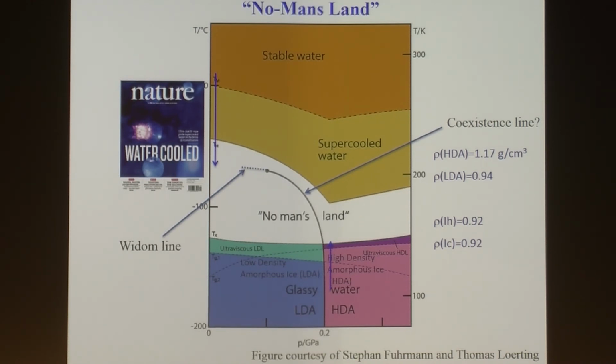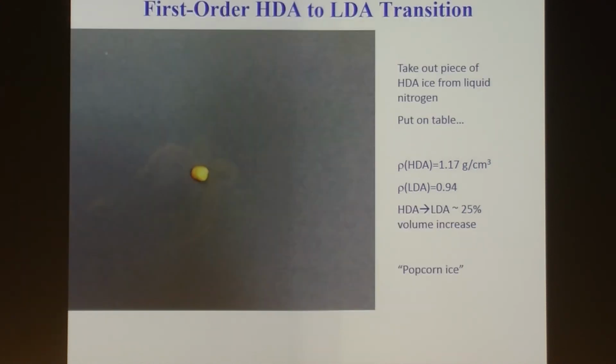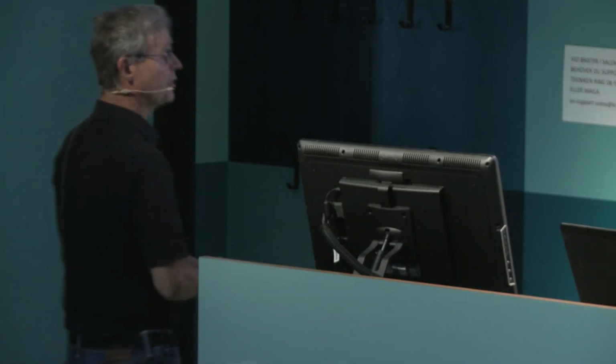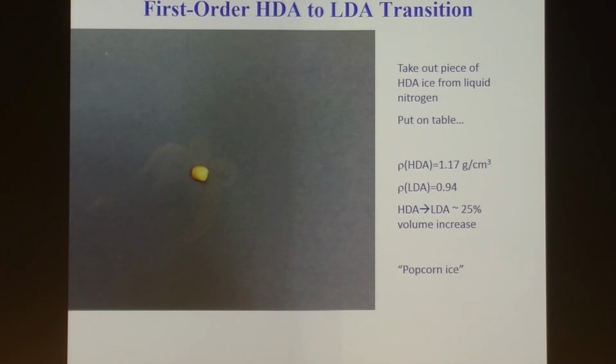We're coming from below. There are two forms of amorphous ices, a low-density amorphous and a high-density amorphous. Between these two, there's a first-order phase transition. And the question is, does this continue up in here? So we're going to go from here and then cross over. And here's a piece of high-density amorphous ice that we've just taken out of the high-pressure cell, kept under liquid nitrogen, and then put on the table, and I'm standing there with my cell phone. The density difference is big. The volume, when you go from high-density amorphous to low-density, increases by 25%.